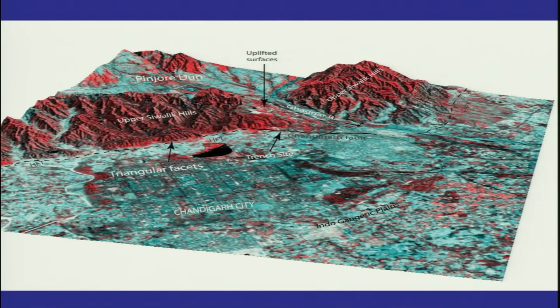So one is the landforms we have identified, and then we want to go back into the history and see how many earthquakes have been triggered along this fault line. So we have the triangular facets here which have been marked. So you can imagine that the so-called very well planned city of Chandigarh is sitting just a few kilometers, hardly 2 to 3 kilometers, from one of the most active zones in India.